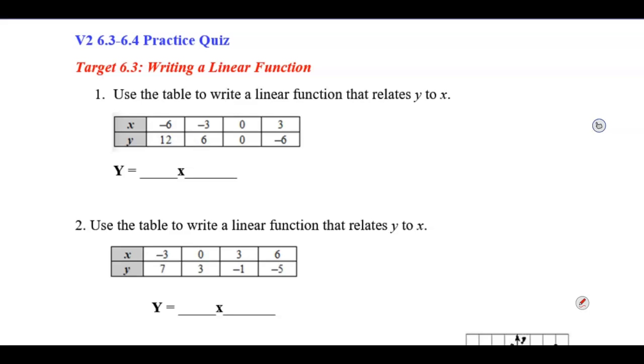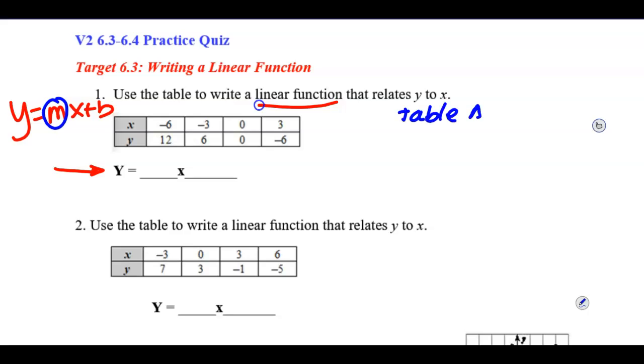So number one, it says, use the table to write a linear function that relates y to x. So we know we're going to have this format, right? So again, how do we find the y equals mx plus b? How do we find the m for a table? Remember, for a table, we use the change in y over the change in x. That's how we're going to find our m.